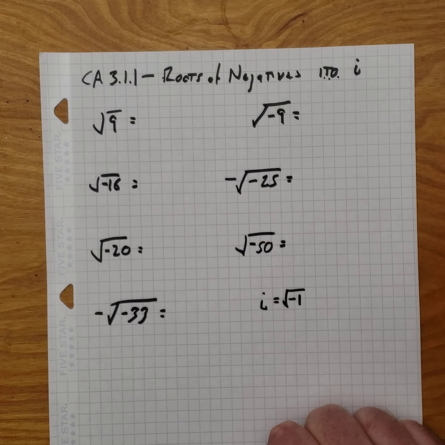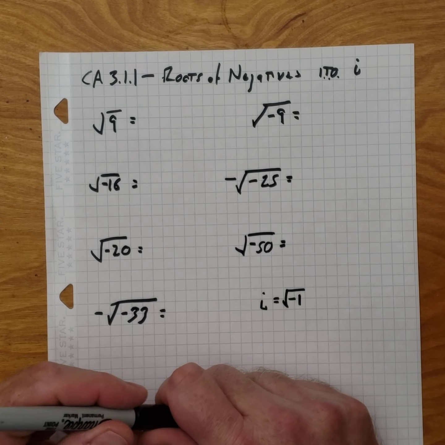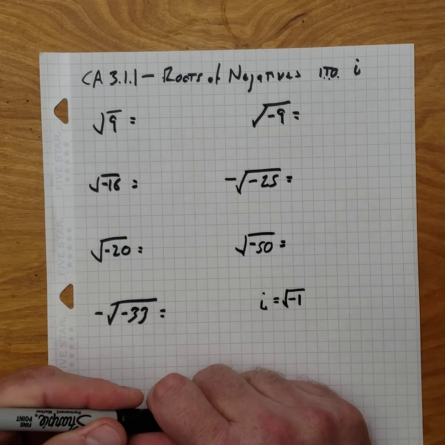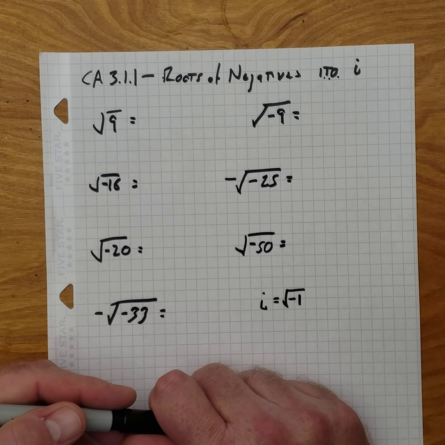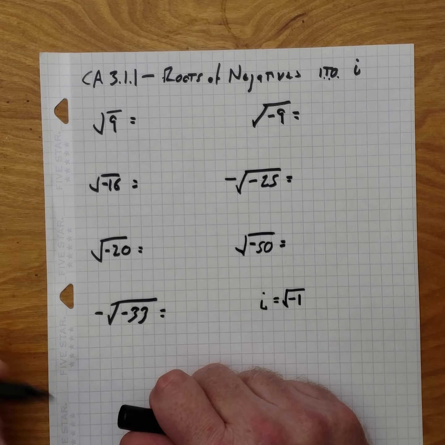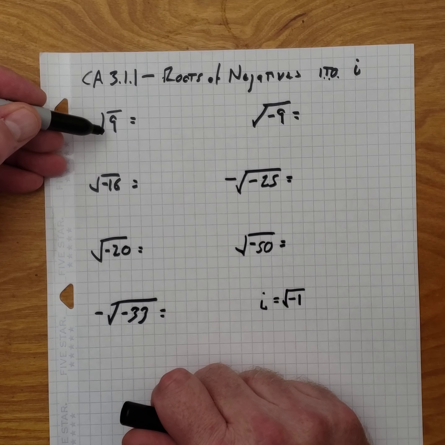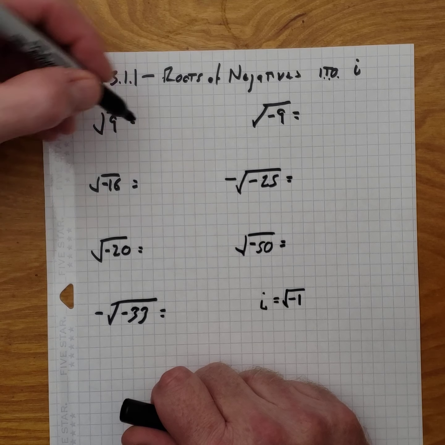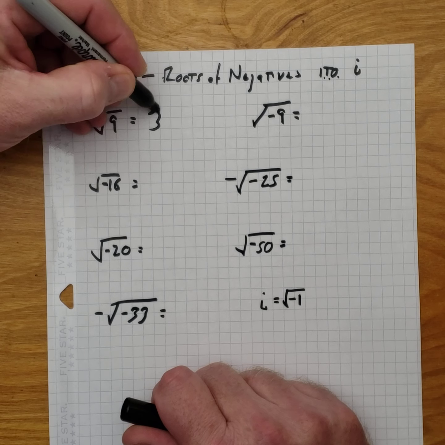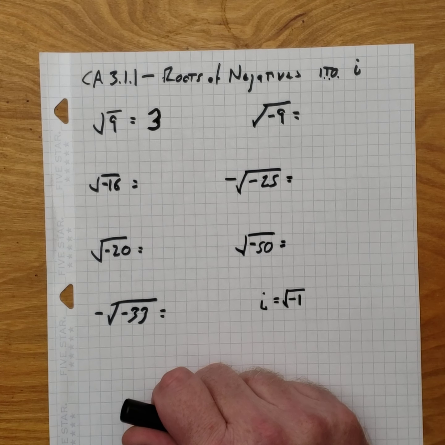The first of the very few things we're going to be doing with complex numbers is using i so that we can rewrite roots of negative numbers. Now, you understand how square roots work, right? The square root of a number is what we would multiply by itself to get that number. So here we ask ourselves what times itself would be 9. The answer, of course, is 3. So the square root of 9 is just 3.